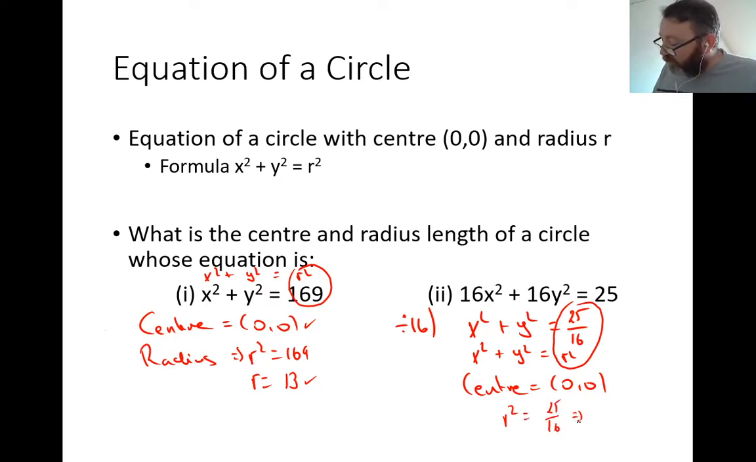Now what that means is I've got to get the square root of both sides. So if I get the square root of r squared, I get r. And if I get the square root of 25 over 16, just get the square root of both numbers. That will become 5 over 4. And leave your answer as a fraction. Leave it as 5 over 4. Don't write down 1.25. Just leave it as 5 over 4.